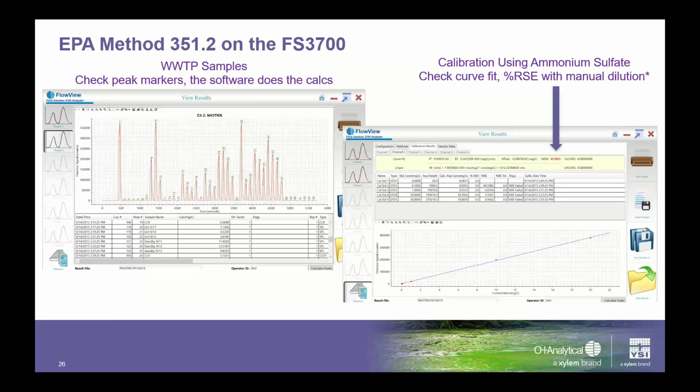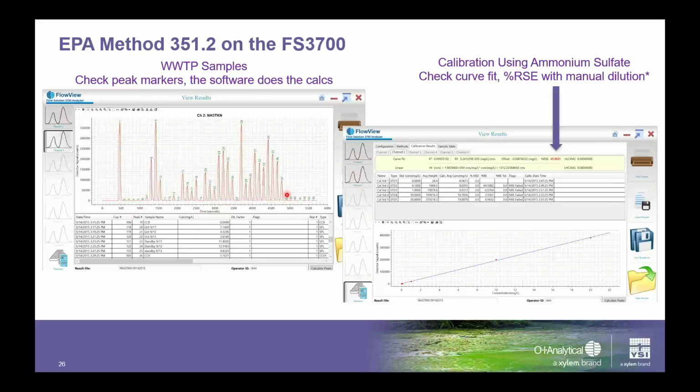Here is an example generated by what's called FlowView software on our ACA platform. This is from a wastewater treatment plant in Liverpool, Ohio. They are measuring TKN in their influent, in their effluent, their outfalls, to protect all the surrounding bodies of water from nutrient runoff. On the left, these are basically the peaks that are generated for their samples.